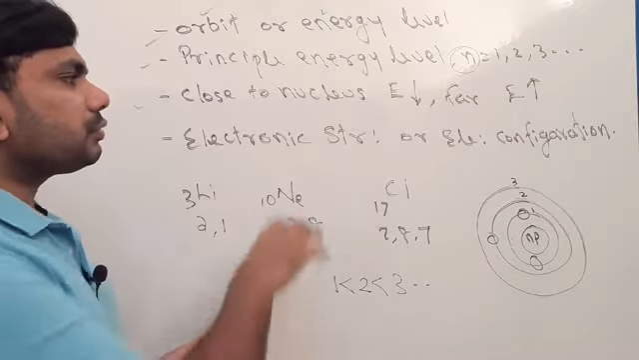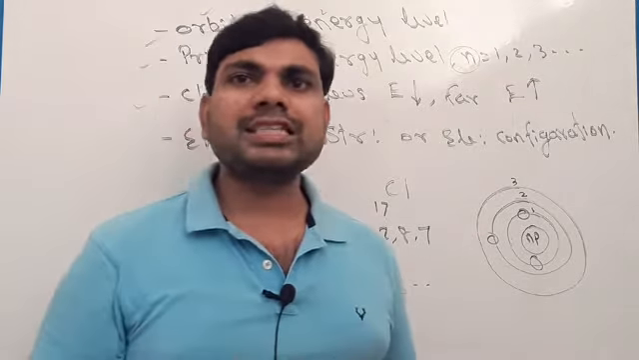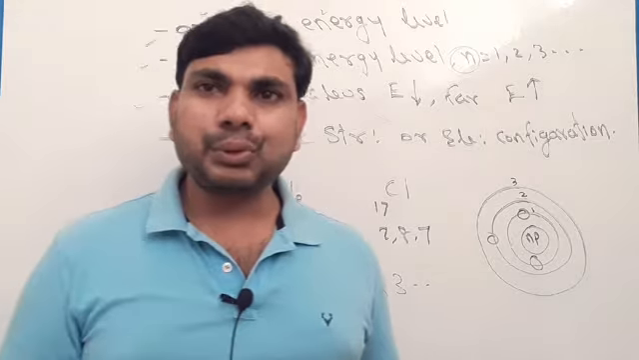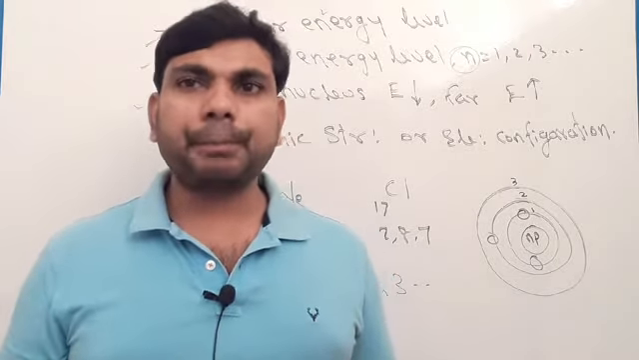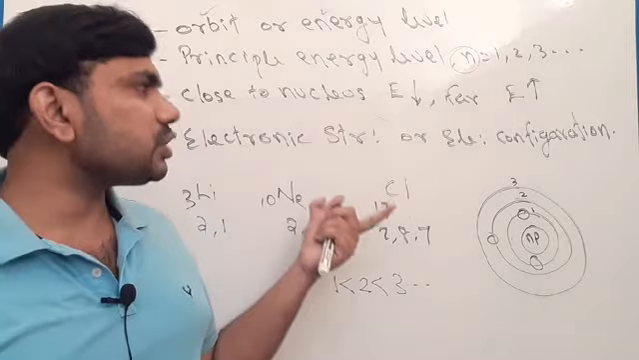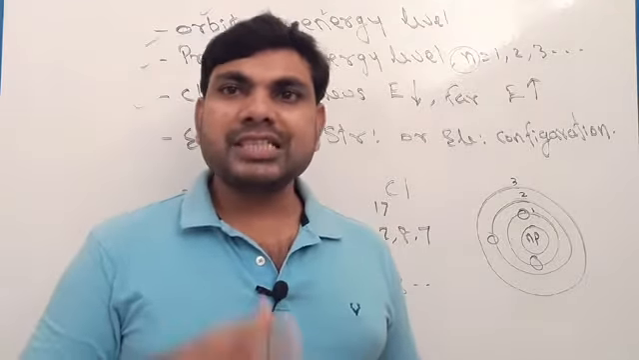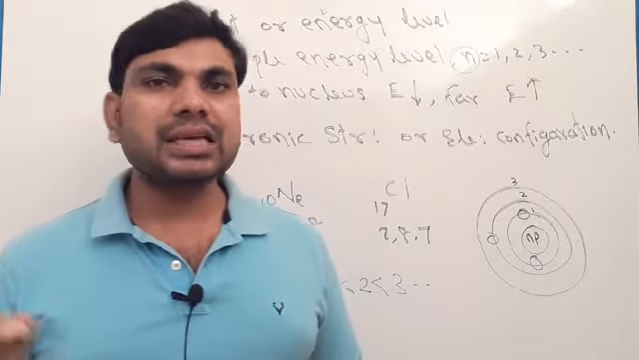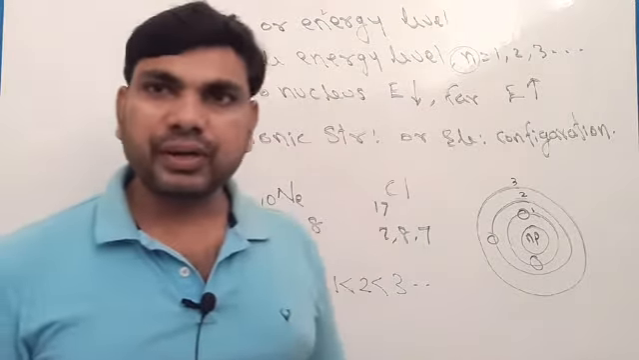Next point we have to discuss is electronic structure. Electronic distribution, or distribution of electrons in each orbit, is called electronic configuration or electronic structure.